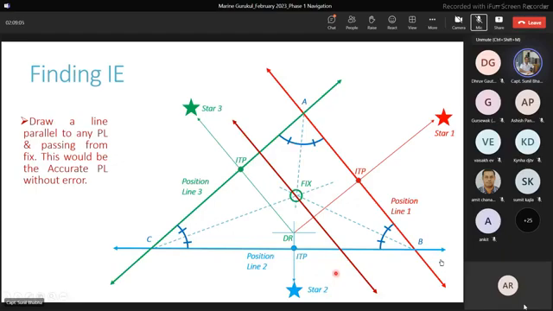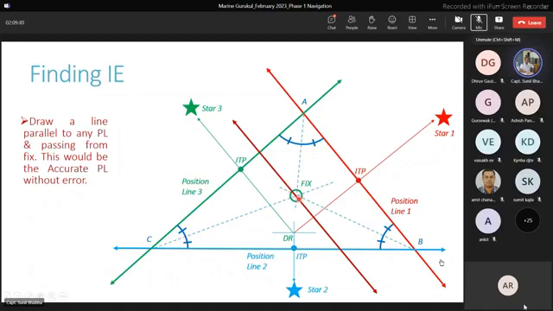Now this line which we have drawn would be the accurate position line without any error, because this is the PL which is passing through the actual position of the ship. The red color PL had some error in it, and the maroon color PL which we have drawn now passing through the fix is the accurate PL or the exact PL without any error.